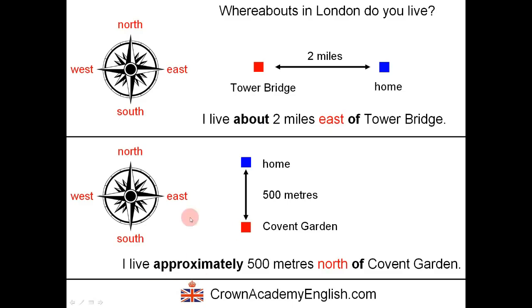Well, here we've used a different word, but if we want to use the word about, we can say, I live about 500 meters north of Covent Garden. Okay, so Covent Garden is here, and I live 500 meters north of Covent Garden. North. And again, approximately means the same as about. Maybe it is not exactly 500 meters. It is approximately.